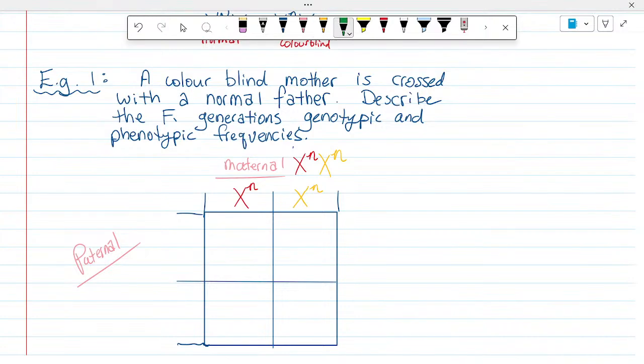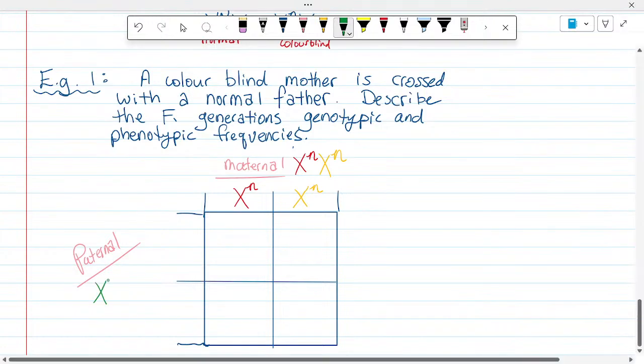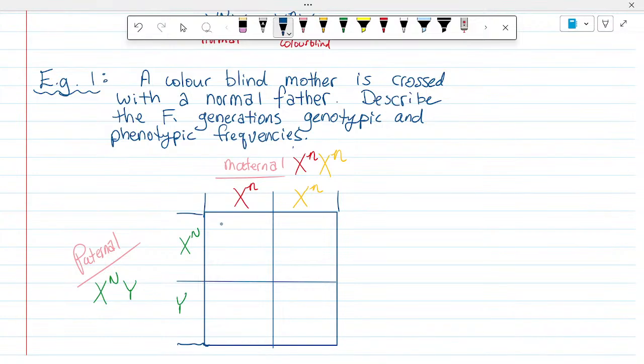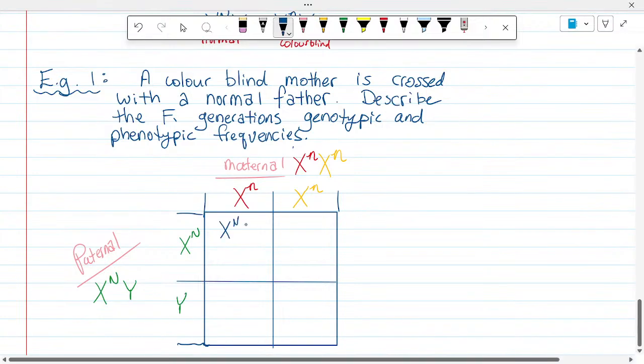What about Dad? What's he going to pass on? Either he's going to pass on a normal copy of the X chromosome, or he's going to pass on Y, because he's biologically male, he has one of each. So we could say he's either going to pass on X big N, or he's going to pass on Y. All right, in this case, if these two come together, what do we get? X big N, X little n.